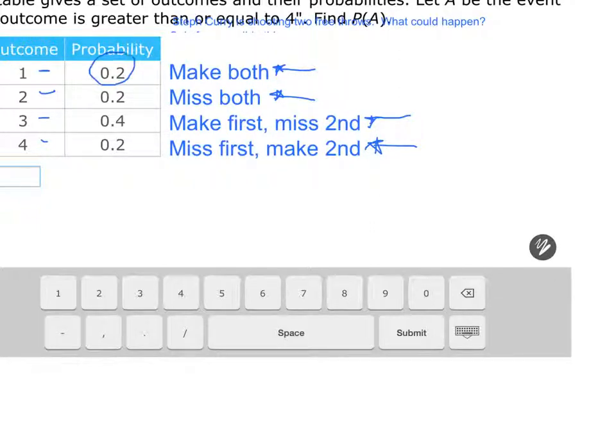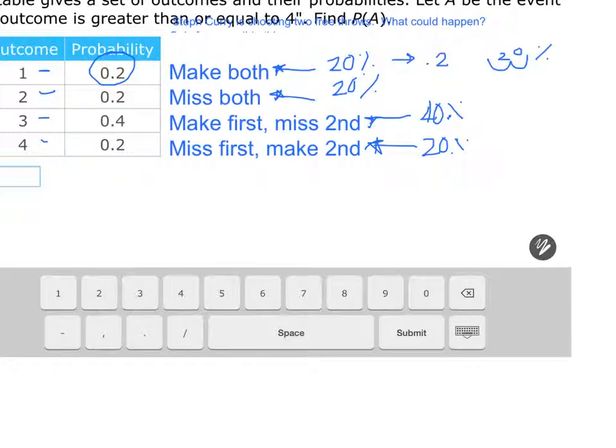And what these probabilities are telling us is the chance of each one of them happening. So the chance that he makes both is 20%, because 0.2 equals 20%, because we move the decimal twice over. So 20% chance of him making both. Chance of him missing both is also 20%. The chance of him making the first and missing the second is 40%. Chance of him missing the first and making the second is also 20%. These are not real-world probabilities. I would say the most likely thing for him to happen would be to make both, because he's a good free throw shooter. But anyway, let's call it this for now.